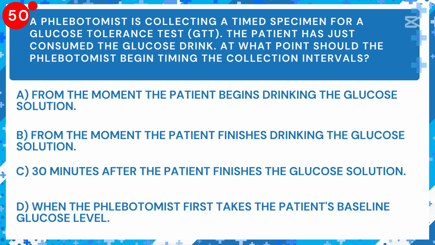Question 50. A phlebotomist is collecting a timed specimen for a glucose tolerance test, GTT. The patient has just consumed the glucose drink. At what point should the phlebotomist begin timing the collection intervals? A. From the moment the patient begins drinking the glucose solution. B. From the moment the patient finishes drinking the glucose solution. C. 30 minutes after the patient finishes the glucose solution. D. When the phlebotomist first takes the patient's baseline glucose level.